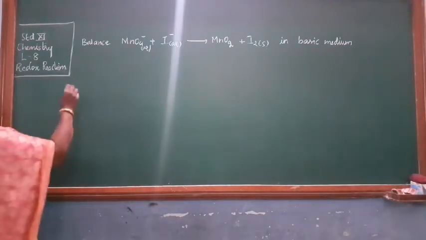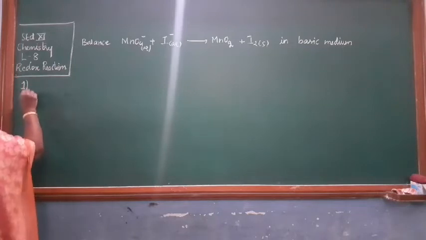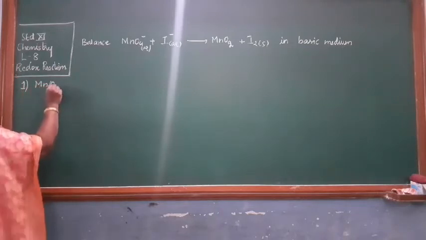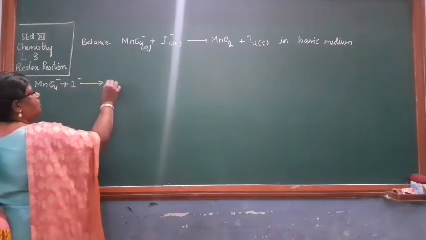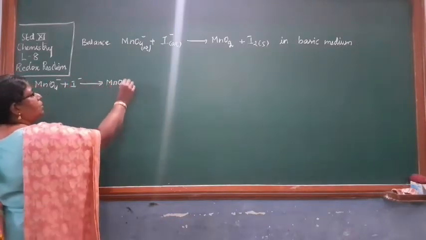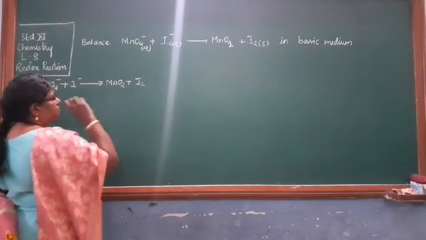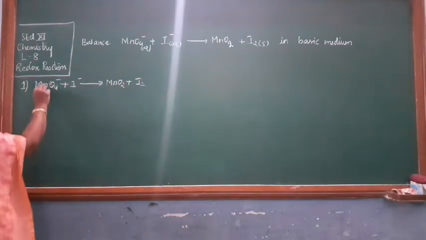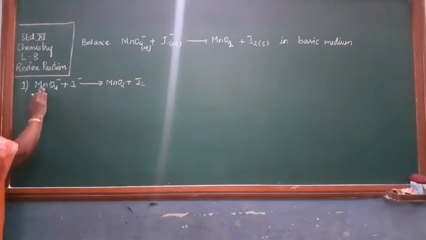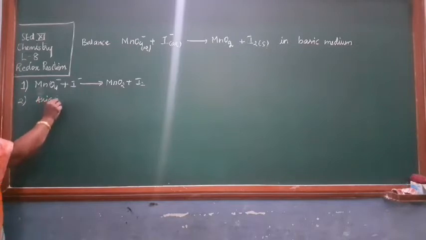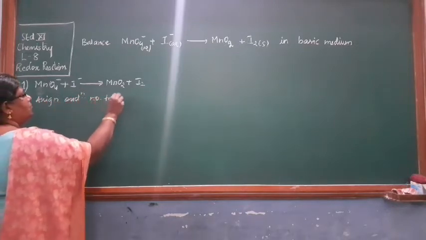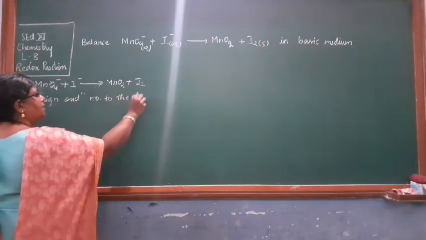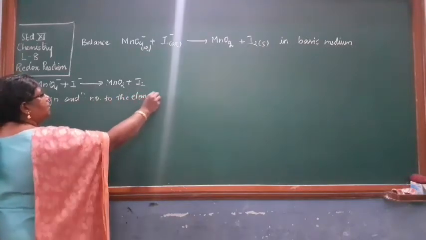So first and foremost, what is the first step? To write the equation in the proper manner. So MnO4 minus plus I minus giving you MnO2 plus I2. Second step, assign oxidation number to the elements.